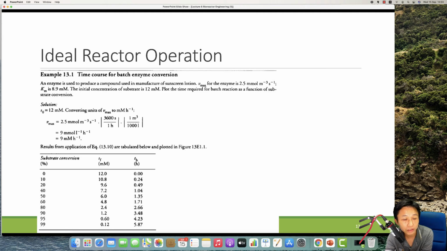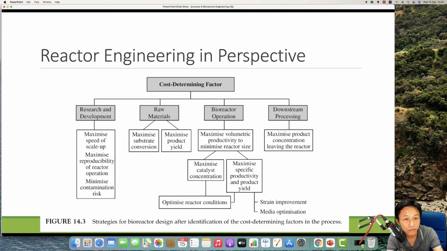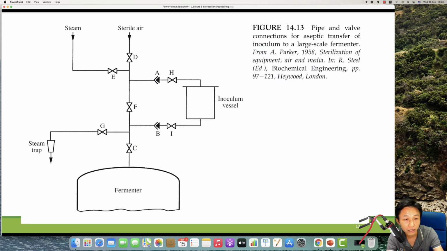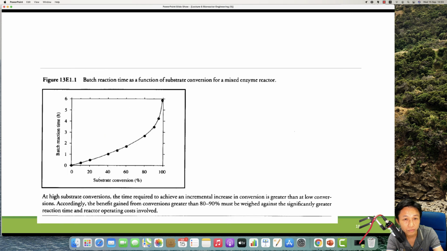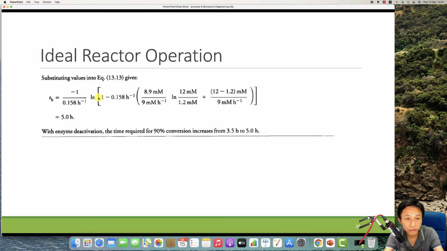Result from equation 10. Okay, and we have this one, percent of substrate. So we vary the substrate concentration. For substrate, you want to maximize your substrate as much as you can. See this picture, and then you just vary from the equation here, and this is the equation, right? From this equation, you just plot this one.